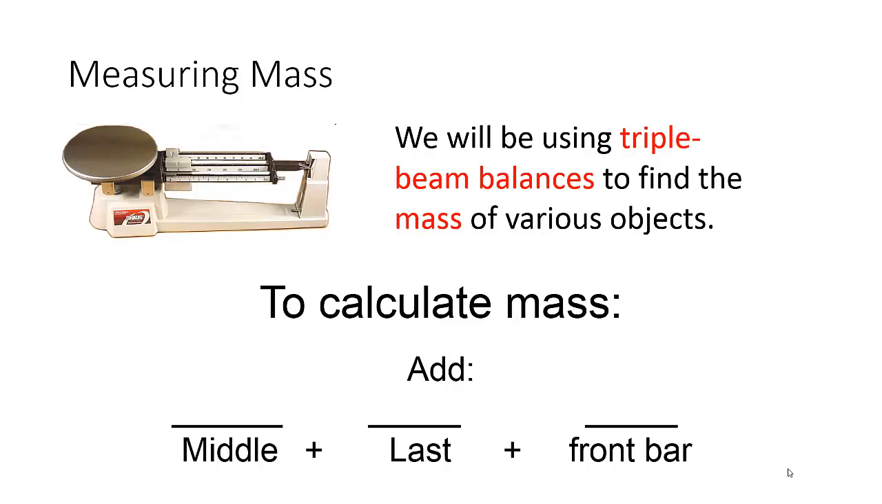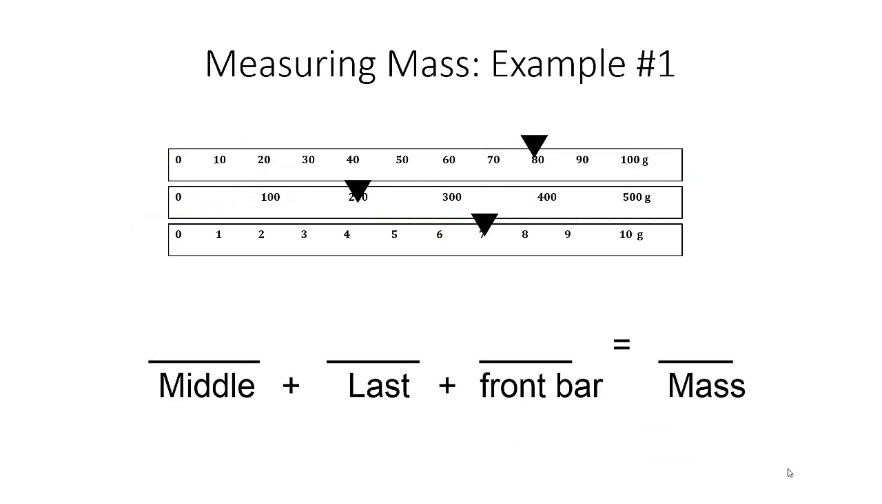Now when we want to measure mass, we'll be using a triple beam balance to find the mass of different objects. And this is how we calculate the mass. First we're going to take the middle beam, add that to the last beam, then add that to the front bar. Let's practice. As you can see, the middle beam is 200. The last beam is 80. And the front bar is 7. If you add all of these up, you should end up with 287 grams.